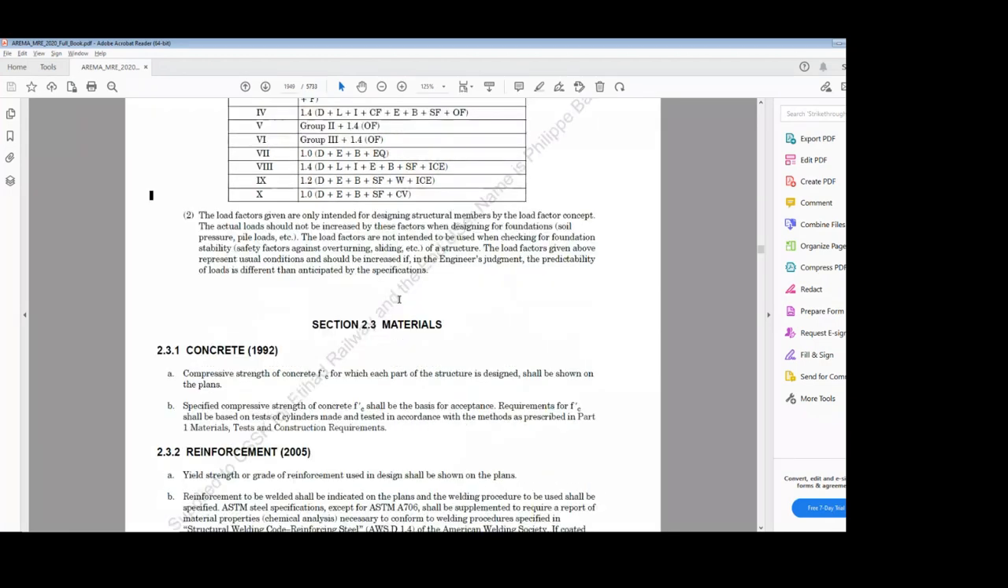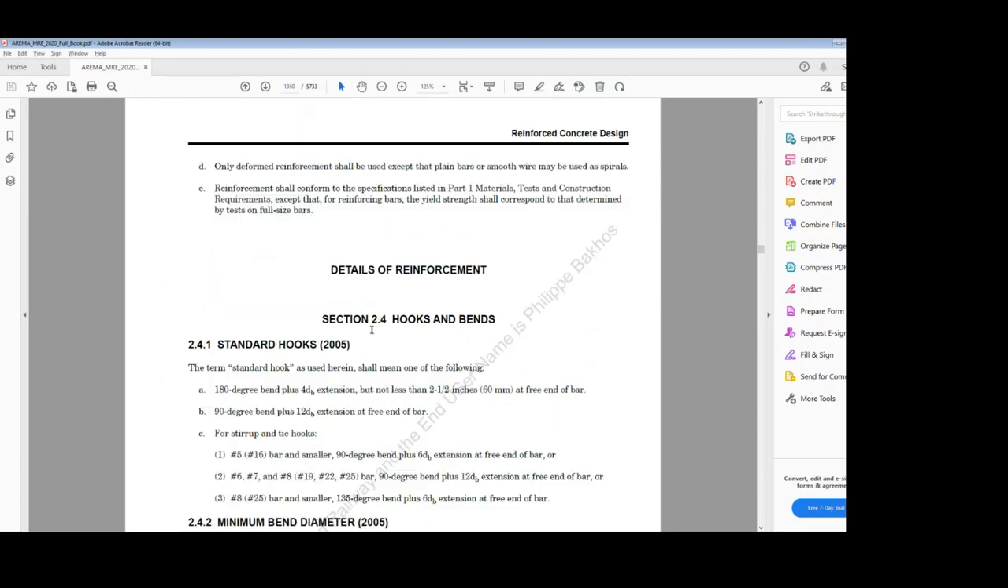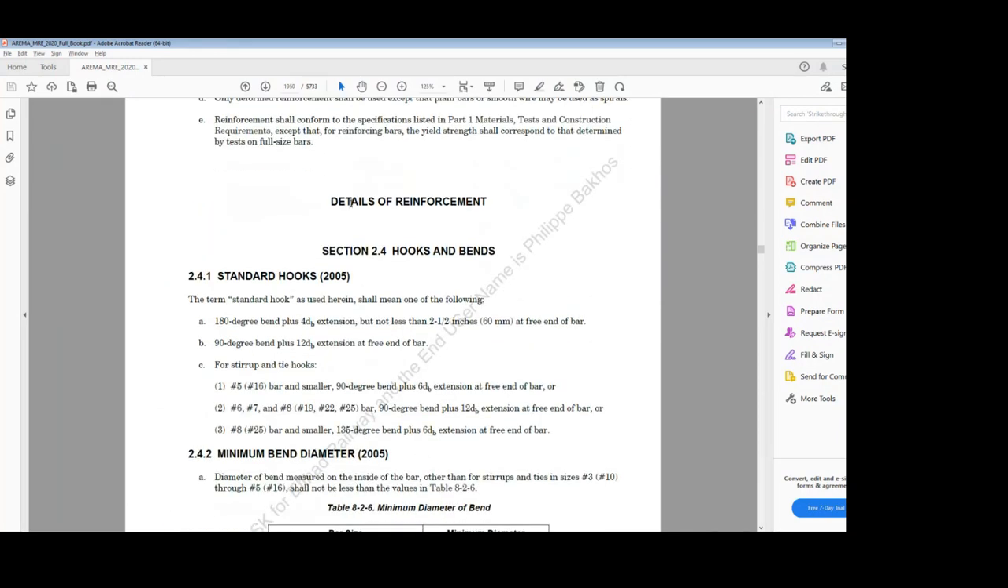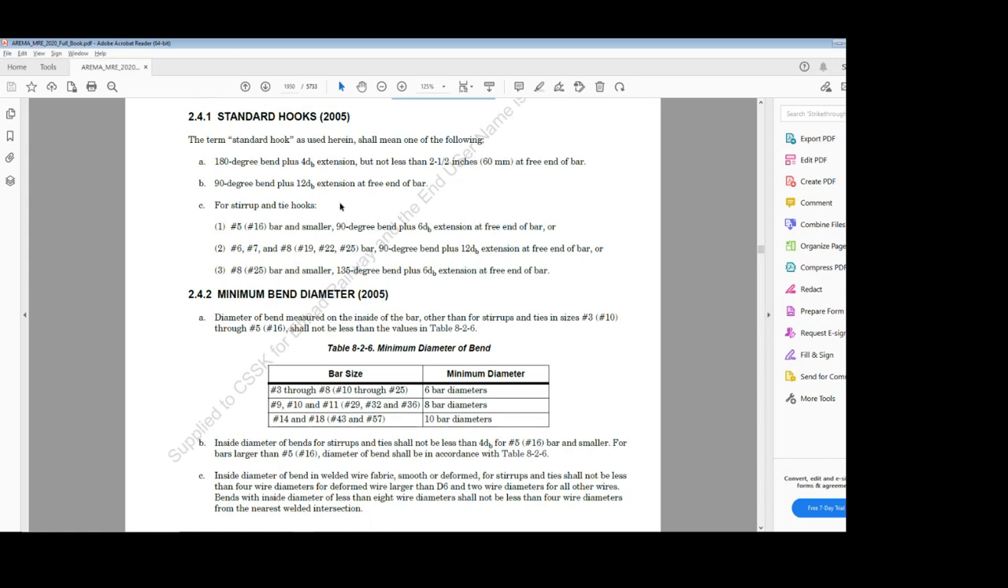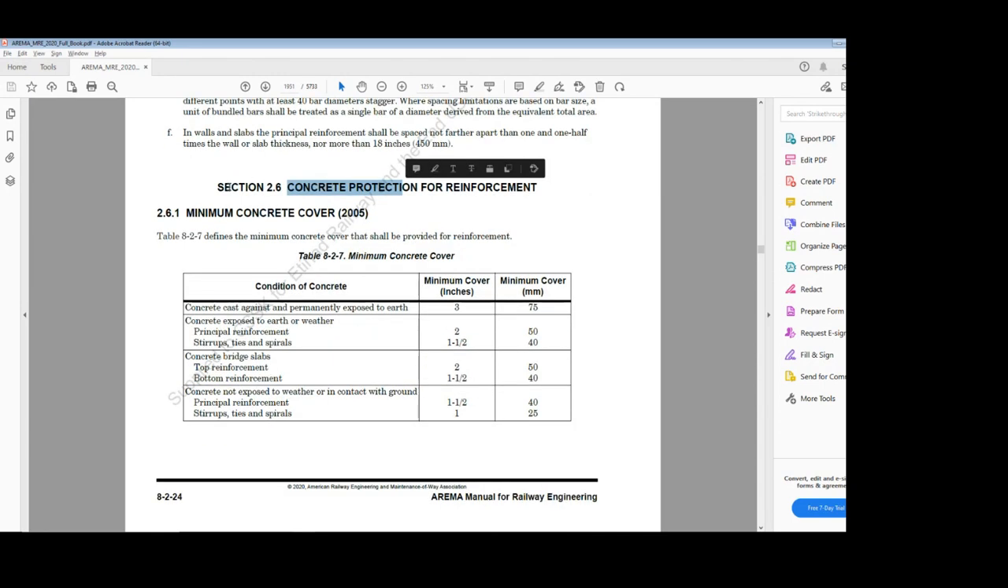Next comes the material. This is basically for the material properties, concrete and steel. What should be the compressive strength, all those things. Then details of reinforcement: what should be the hooks and bends, minimum diameter, standard hook. For concrete, what should be the minimum cover, all those things, it's given in section 2.6.